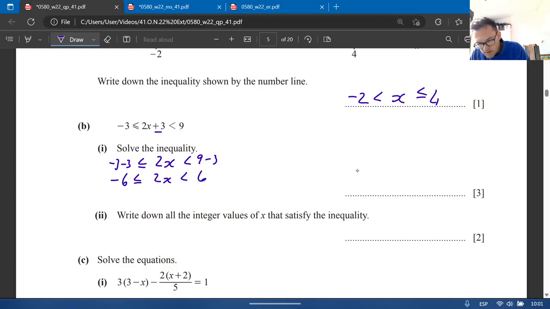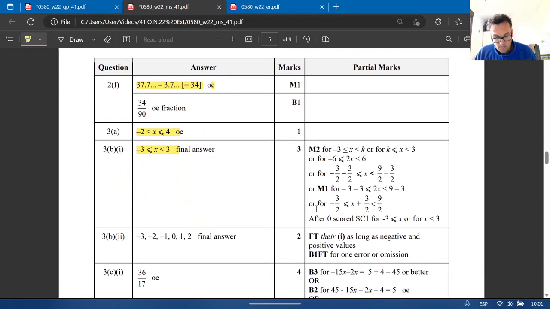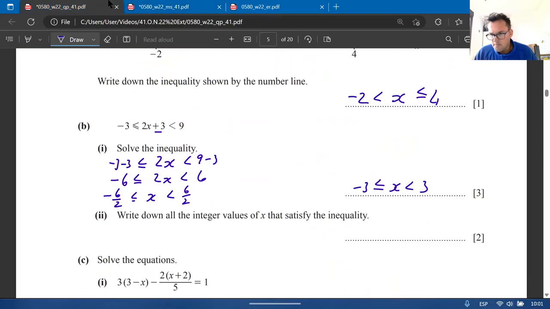2x and 6. Next thing would be to divide that 2, to divide everything by 2. So it's minus 6 divided by 2, and divide 6 by 2. Final answer, minus 3, less than or equal to x, less than 3. Keep the signs the same. Yes, there we go. Okay, very complicated here what they're showing, but that's basically what we did.